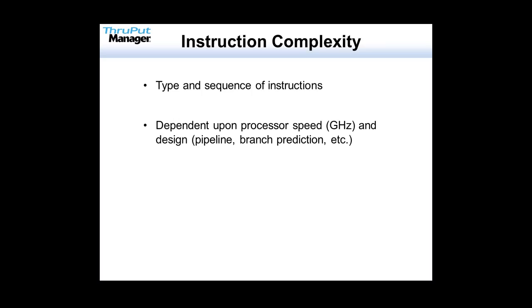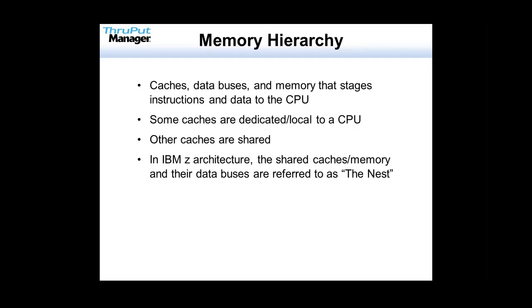Application performance as it relates to instruction complexity is primarily based on the speed of the processor. And as we have already discussed, processor speed is not the real challenge here. Now, the third major factor in workload performance, and the area we're going to focus on, is the memory hierarchy. This refers to the caches and data buses that move data and instructions to and from the CPUs.